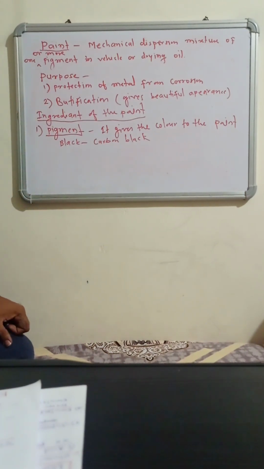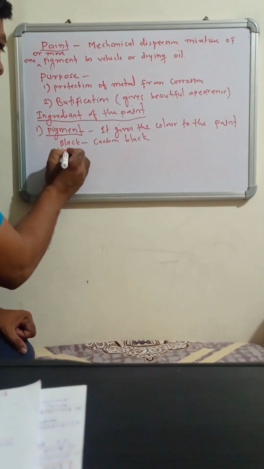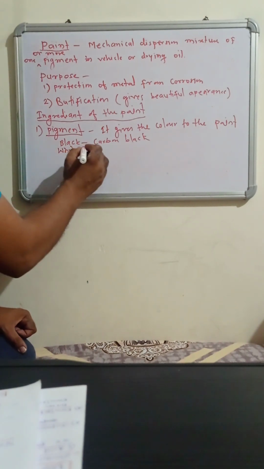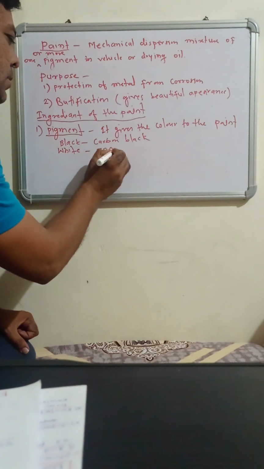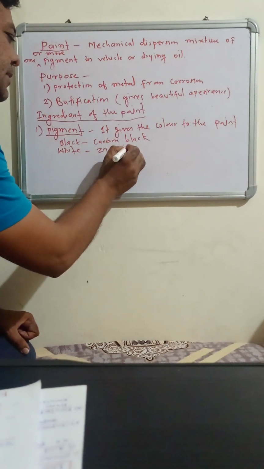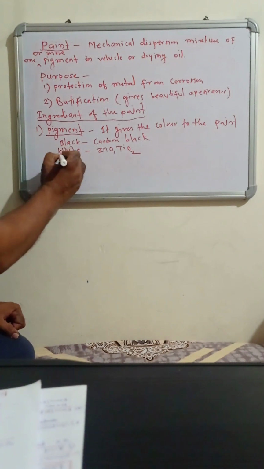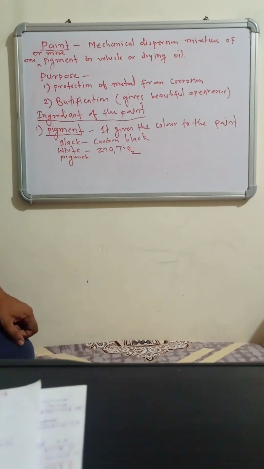जर आपल्याला पेंटचा व्हाईट कलर पाहिजे असेल, मीन्स इफ यू वॉन्ट व्हाईट कलर पेंट, देन वी हॅव टू यूज झिंक ऑक्साइड और टिटॅनियम ऑक्साइड. जर आपल्याला व्हाईट कलरचा पेंट पाहिजे असेल तर त्यामध्ये व्हाईट पिगमेंट म्हणून आपण झिंक ऑक्साइड किंवा टिटॅनियम ऑक्साइड यूज करतो.